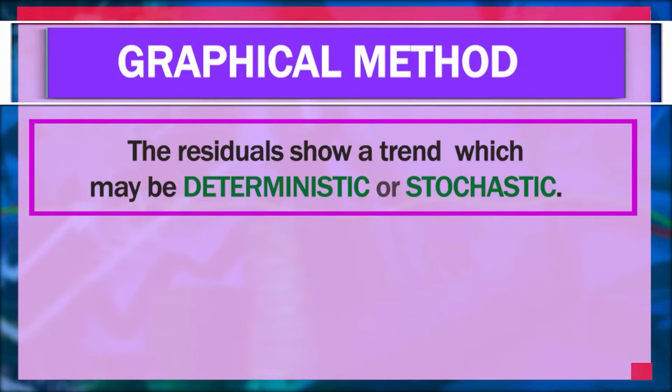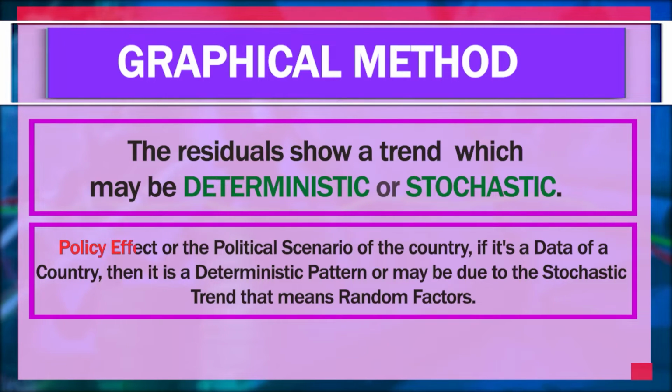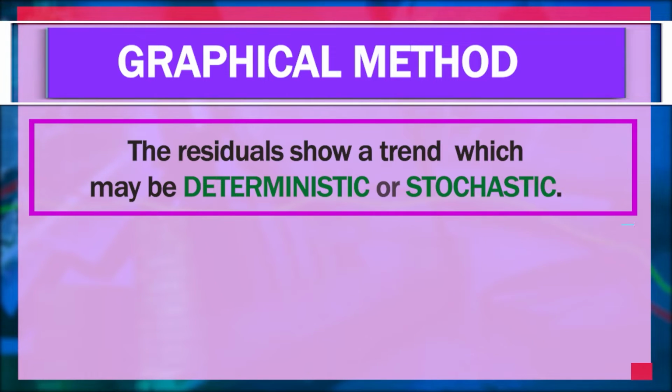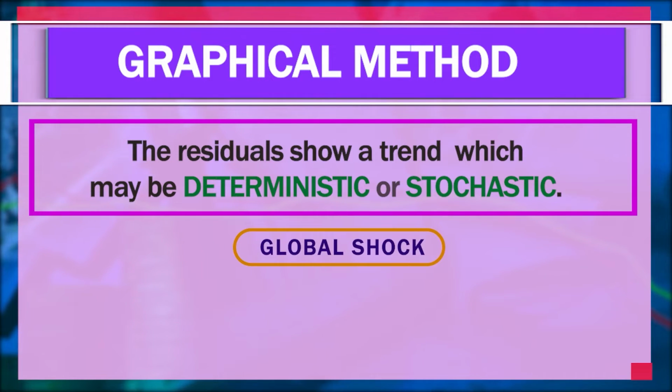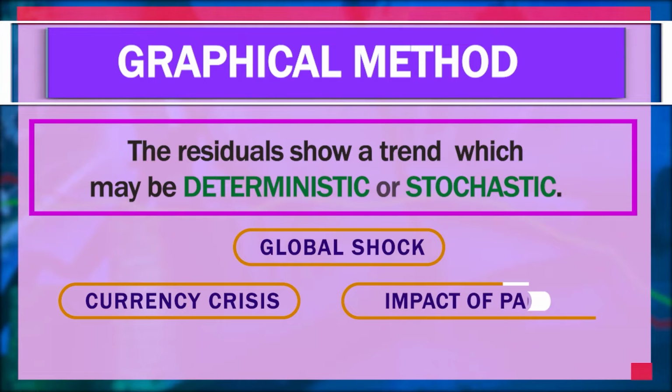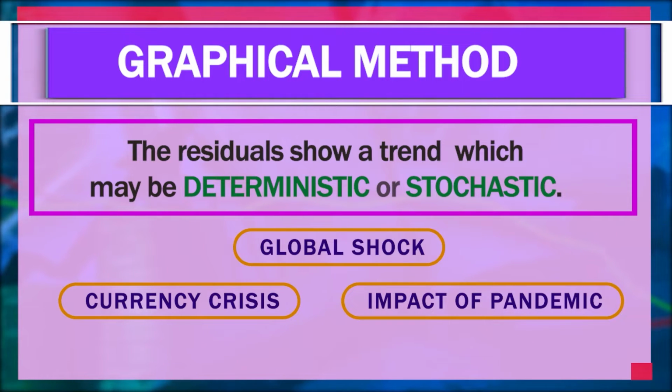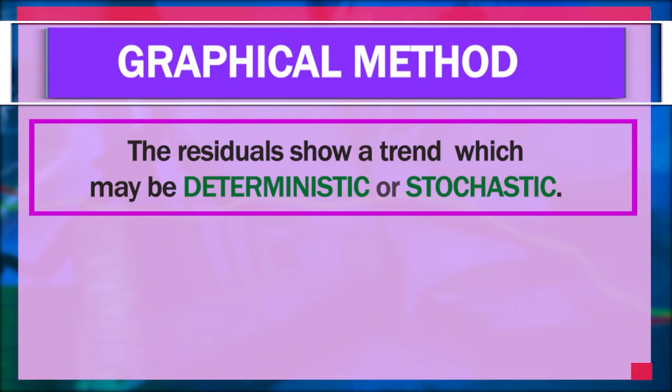First of all, the residuals are showing a trend. Either this trend is explained by certain factors, deterministic factors, like the policy effect or the political scenario of the country, if it's data of a country. Then it's a deterministic pattern. Or maybe it is due to a stochastic trend, meaning random factors, such as any global shock, a currency crisis, or the impact of a sudden pandemic. All these come under the random shocks which can affect this trend.